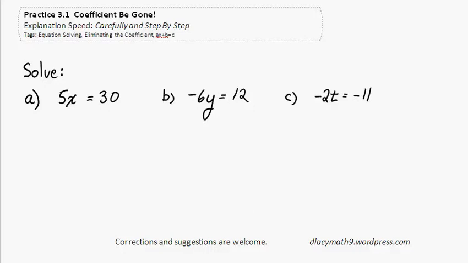Practice 3.1, Coefficient Be Gone, where the explanation speed is careful and step by step. Please try these problems while the video is paused and then come back and we'll go through it.